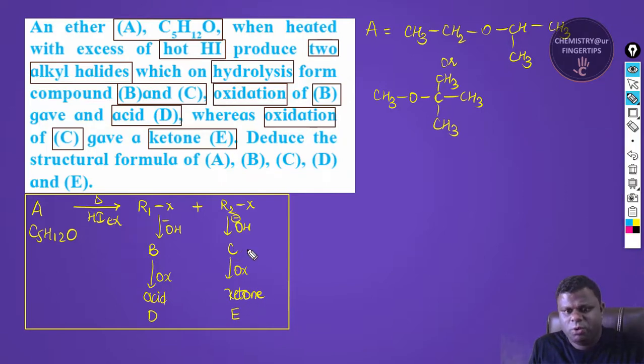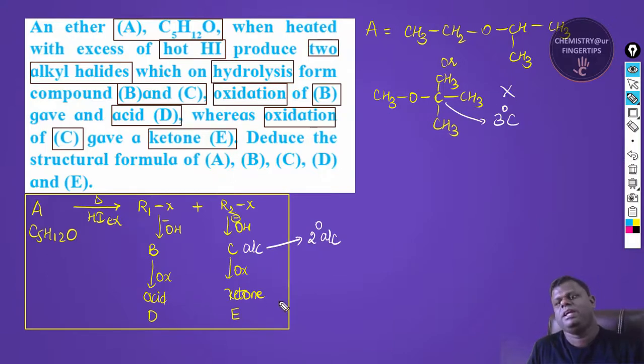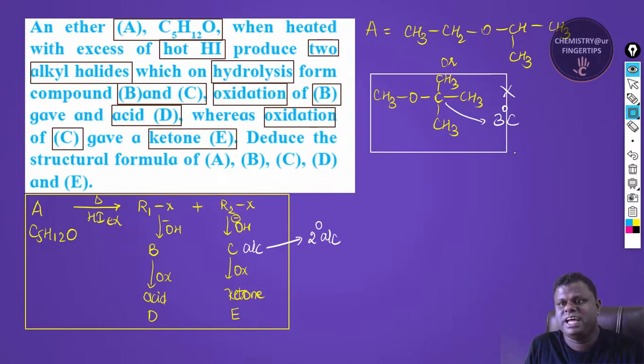You already know C is an alcohol, right? And on oxidation it gives a ketone. That means a ketone with the same number of carbon atoms. They haven't mentioned anything, so you have to take it as it is. So this is going to be a secondary alcohol. Now can you see here, this is the tertiary carbon over here. So that means this is completely ruled out. We don't want any tertiary alcohol at all, so this is completely ruled out.